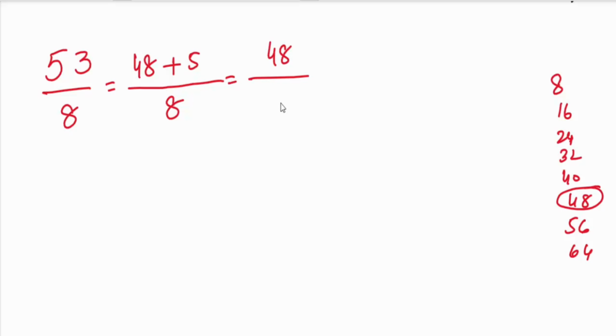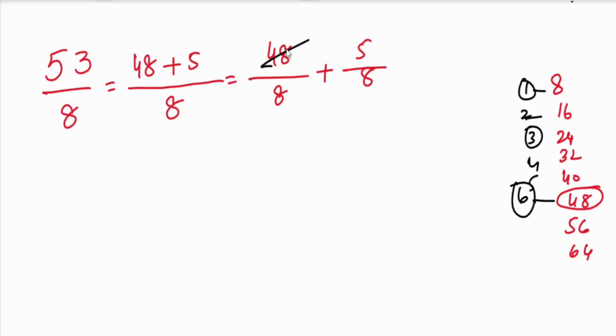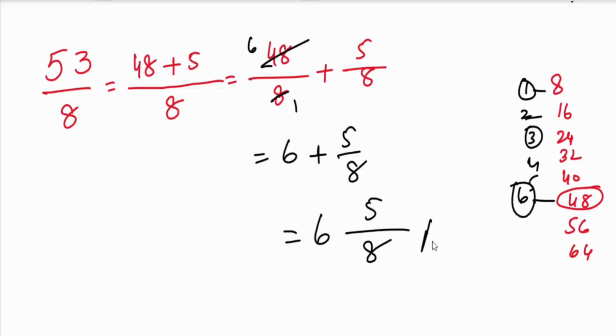48, separate them: 48/8 plus 5/8. Now you can see where the 48 is. 48 is at this position. So this is 1, this is 2, this is 3, this is 4, this is 5 and this is 6. So this is 6. Now 6 plus 5/8, you can write as 6 whole 5/8. This is the answer to this question.